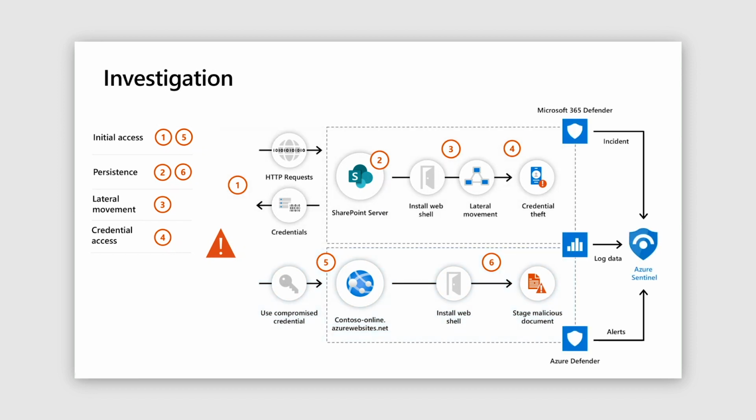Next, we will see how Microsoft threat protection products will be used by the SOC to investigate this attack and build out the picture of the compromise. The SharePoint compromise and resulting incident will be shown in Microsoft 365 Defender. The Azure App Services compromise we'll see show up in Azure Defender, and we'll use Azure Sentinel to investigate the alerts and incidents from each of these, using additional log sources to find new insights into the attack.